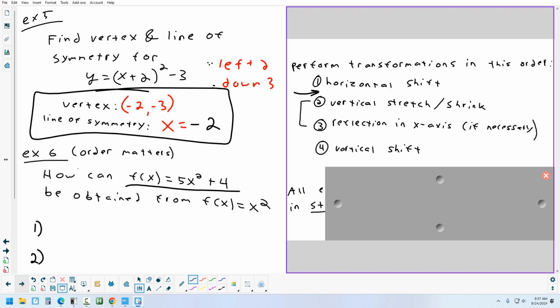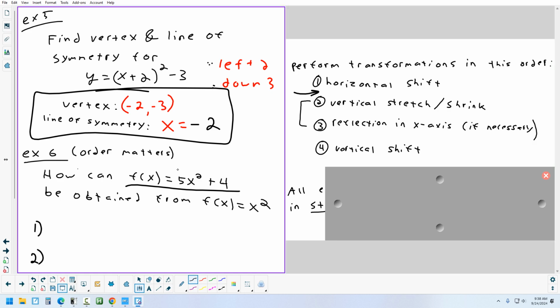Okay. Do we have a vertical stretch or compression? Yes. Which number is going to cause that to happen? 5. The 5. Yep. So for the 5, vertical stretch by factor of 5. Okay, so we've got that. Do we have a reflection or a flip over the x-axis? No. If we were to have that, there would have been a negative in front of the 5. Okay, so skip the third one.